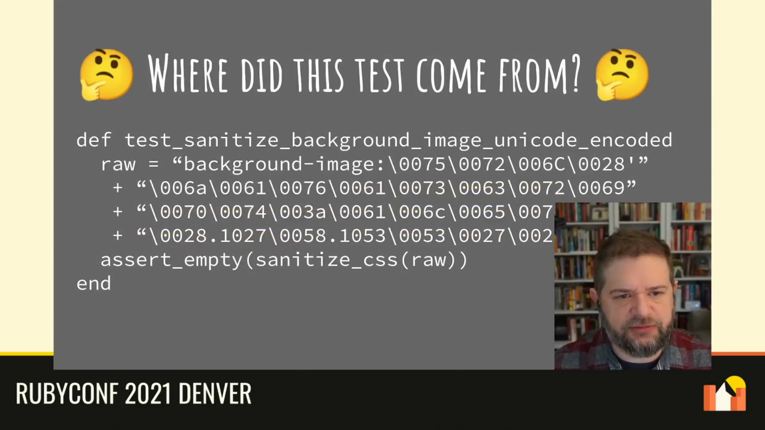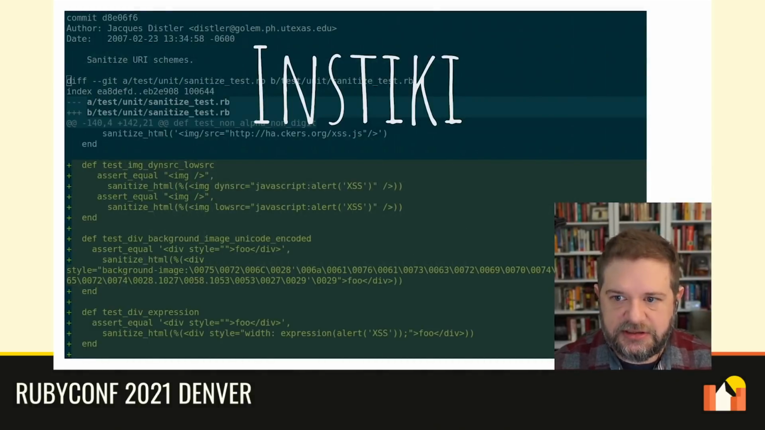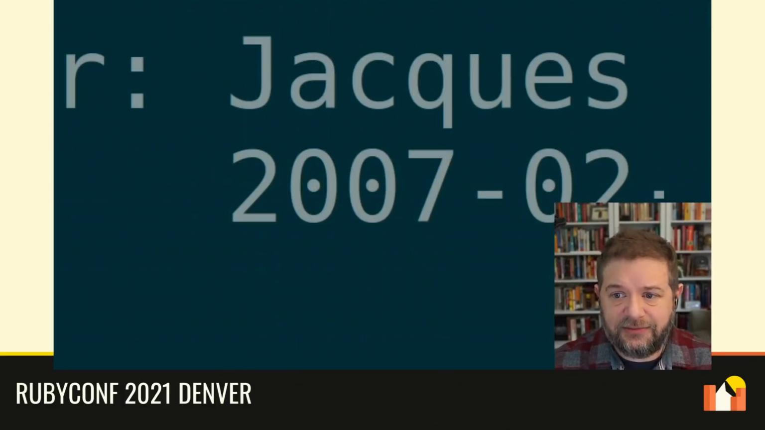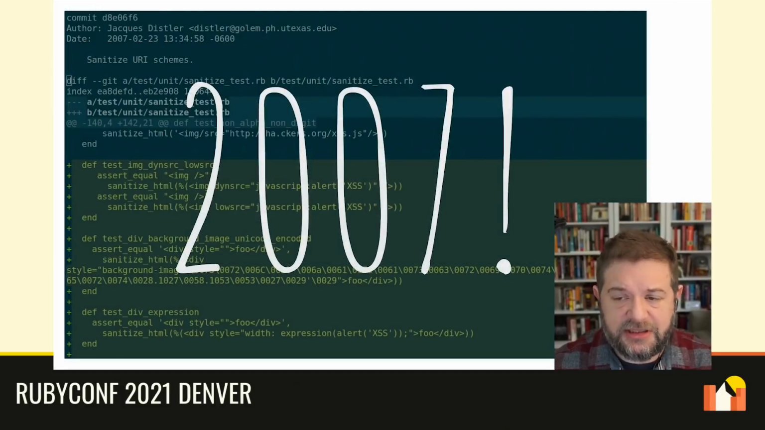Weird. Where did this test come from? Let's take a look at the Git history. If you follow it back through Action Pack, you actually end up with the Instiki project. So Instiki was a wiki written in Rails. And so it makes sense that they were worried about HTML sanitization. Now, these tests were written in 2007, which means they've basically been sitting around for 14 years passing until today.